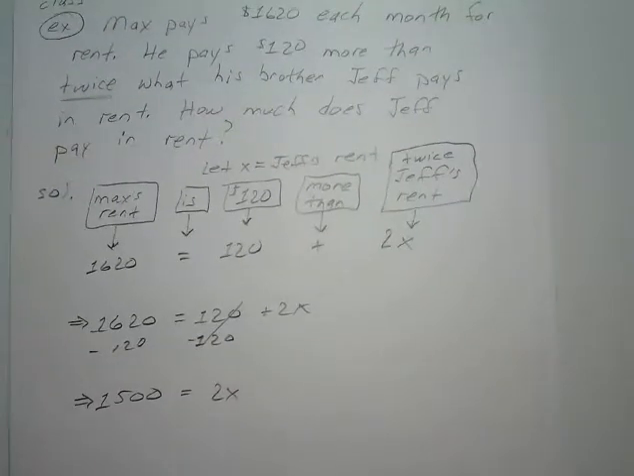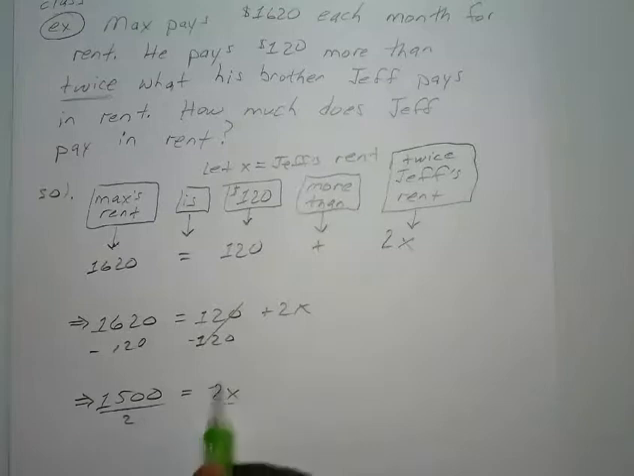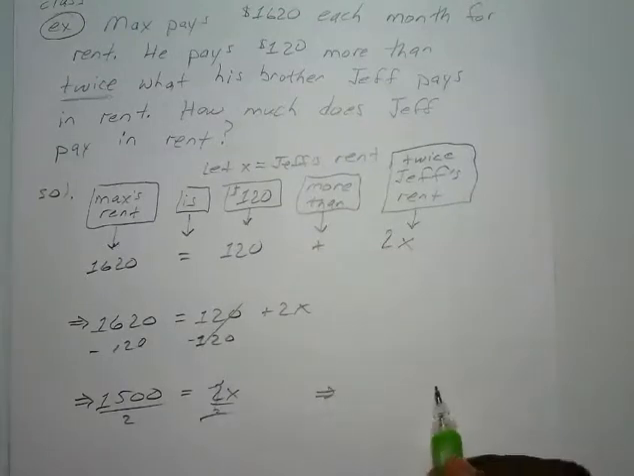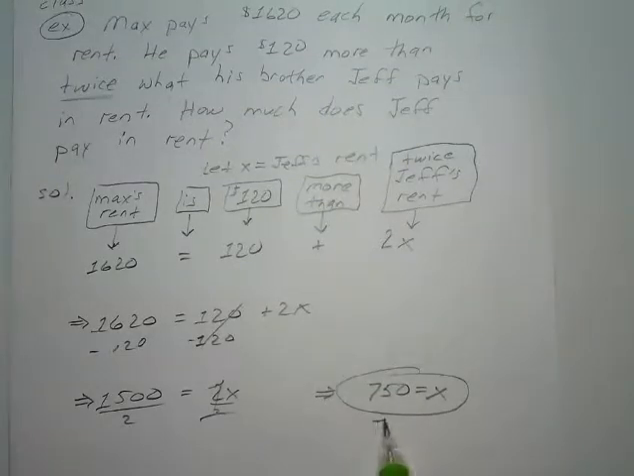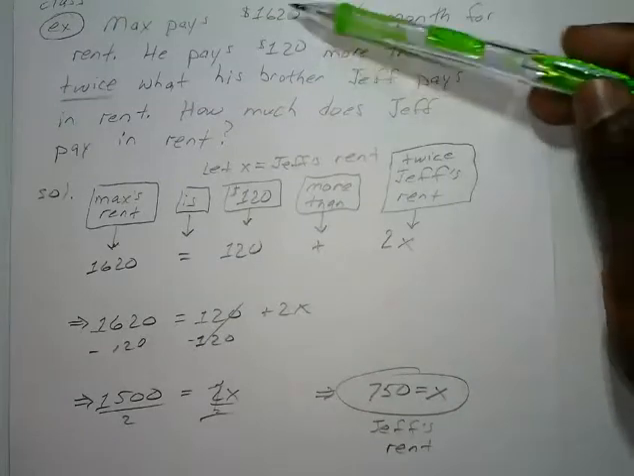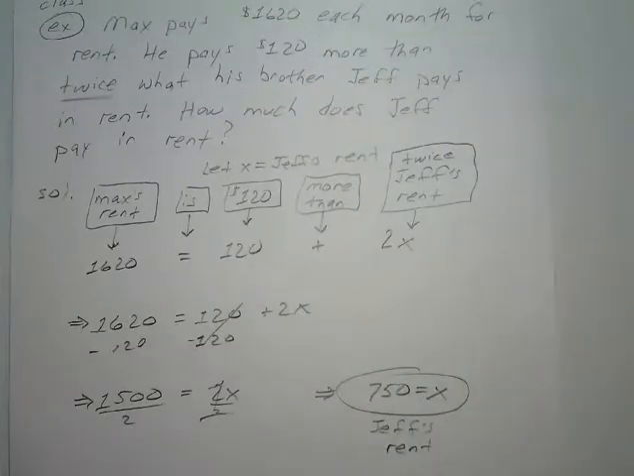All right, so if we go ahead and divide both sides by 2, anything divided by itself is 1. So we have x equals 1500 divided by 2 is 750. So we know that Jeff pays $750 in rent. If you double Jeff's rent, 750 times 2, that gives you 1,500, and add another $120 to that, you get the 1,620. That's how you double check it to make sure, if I plug this in, would this make sense?